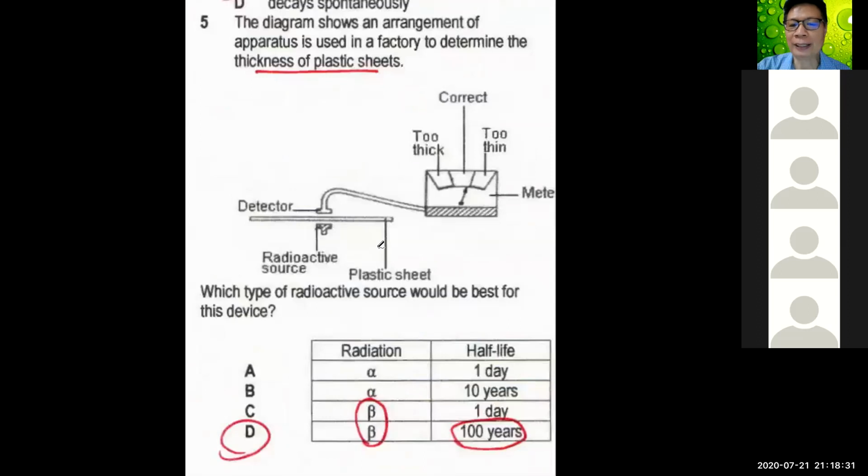Okay. We choose beta because beta can penetrate plastic. Good enough already. Alpha cannot. Alpha is stopped by a paper. Then you might choose a long half-life one, because you are a factory, right? Must last very, very long, 100 years for the better, right?